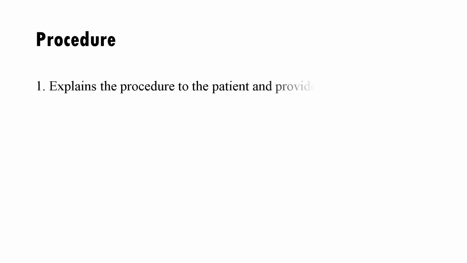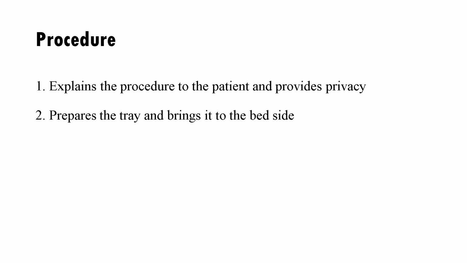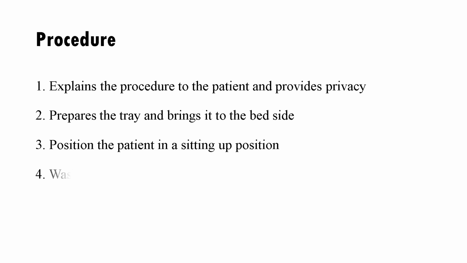Number one, explain the procedure to the patient and provide privacy. We'll use the screen. You need to touch the screen for the examiner to see that you have already provided privacy. Number two, you prepare the tray and bring it to the bedside. This one, if the tray is not set, but if the tray is set, you just bring the tray next to the patient. And position the patient in a sitting up position.